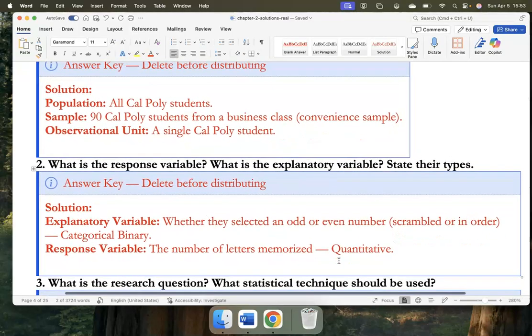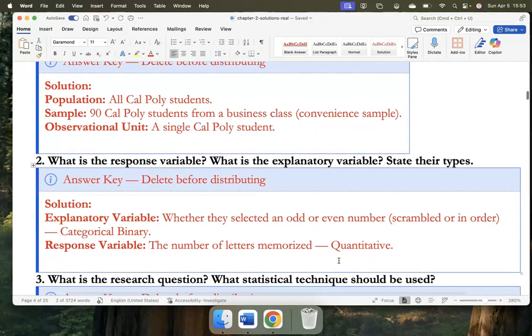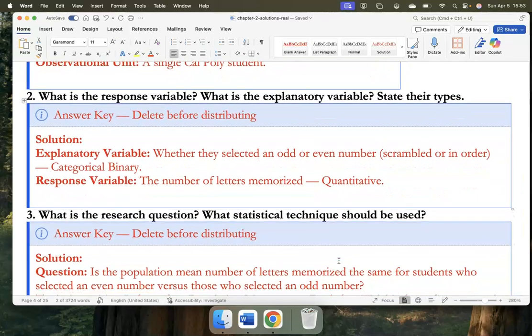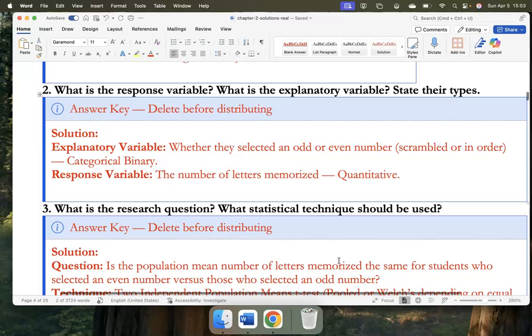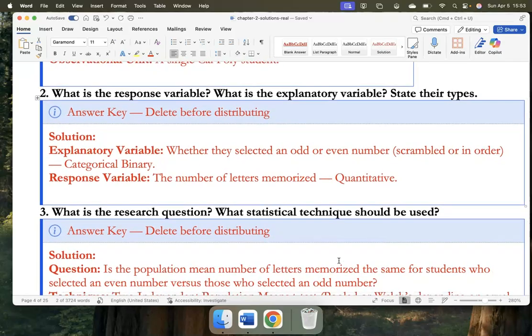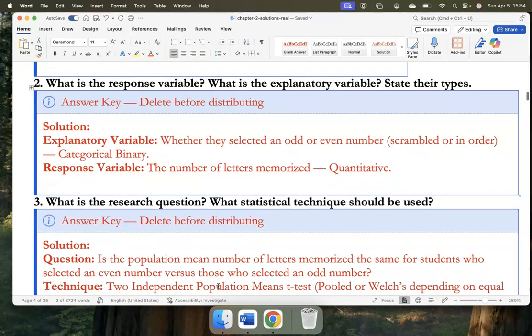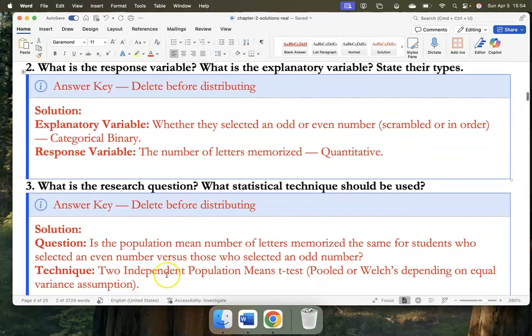Then the research question is whether the number of letters memorized is affected by what someone selects, even or odd. More specifically, using statistical terminology: is the population mean number of letters memorized the same for the students who selected an even number versus those that selected an odd number? The technique we're using to answer this question is the 2 independent population means t-test.